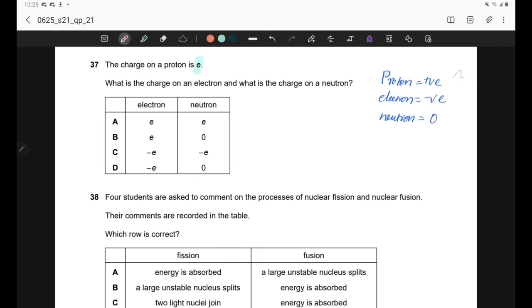So if we represent plus E, or simply E, as the positive charge for a proton, we can represent negative E for an electron. And for a neutron, as it has no charge, we can represent it as 0. Therefore, option D says that the electron will have negative E and the neutron will have 0. So the correct answer is option D.